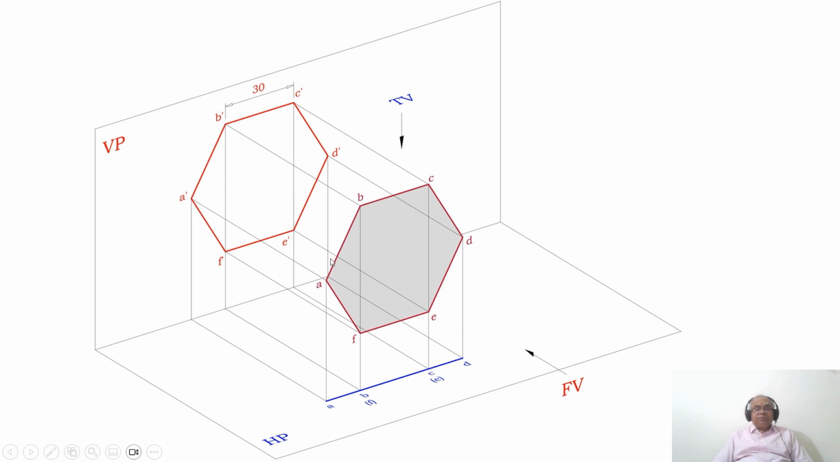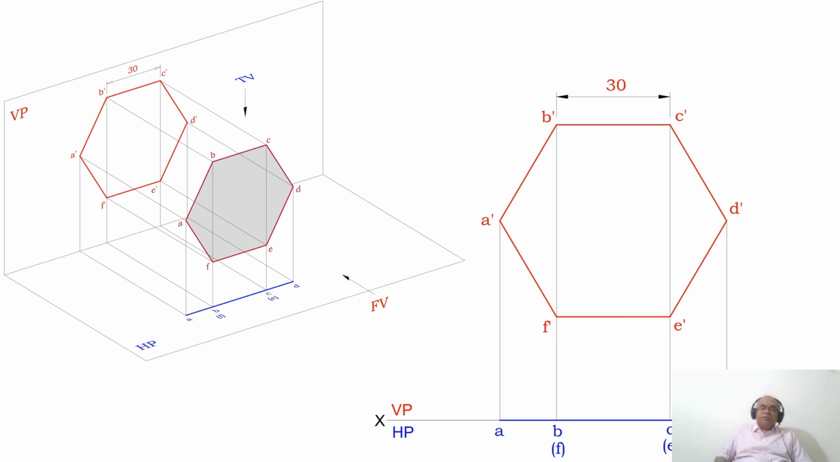As we look from the top view, ABCD is near to the observer, so ABCD is visible, and E and F are away from the observer, so they become invisible. So now, how to start with the problem in the sketchbook? First, you draw the XY line and mark VP and HP. Since we need to start the problem from the vertical plane, first I need to construct the hexagon. How to do that?